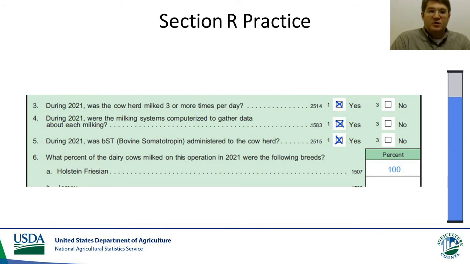The herd is milked 3 times a day, therefore question 3 is yes. They gather milking computerized data and BST is administered. So question 4 and question 5 will both be yes. Finally, for question 6, milk cow breed is 100% Holstein. Therefore, we will record 100 next to A.